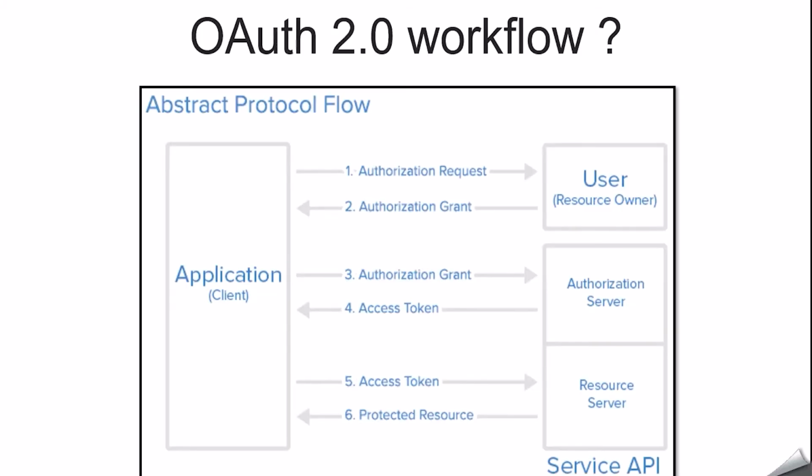Now we'll see the basic workflow of OAuth. There are 3-4 components involved: the application, the user or resource owner, the authorization server, and the resource server. So what happens in the first step? An authorization request is sent from the application to the user, then authorization is granted, and after the grant of authorization, an access token is sent to the client application. Using that access token, the application asks the resource server to give the resources, and the resources are returned.